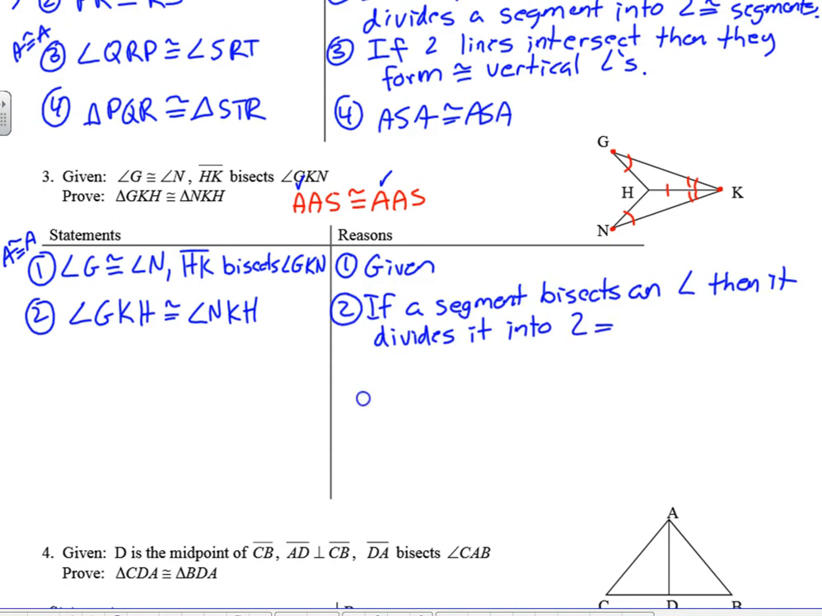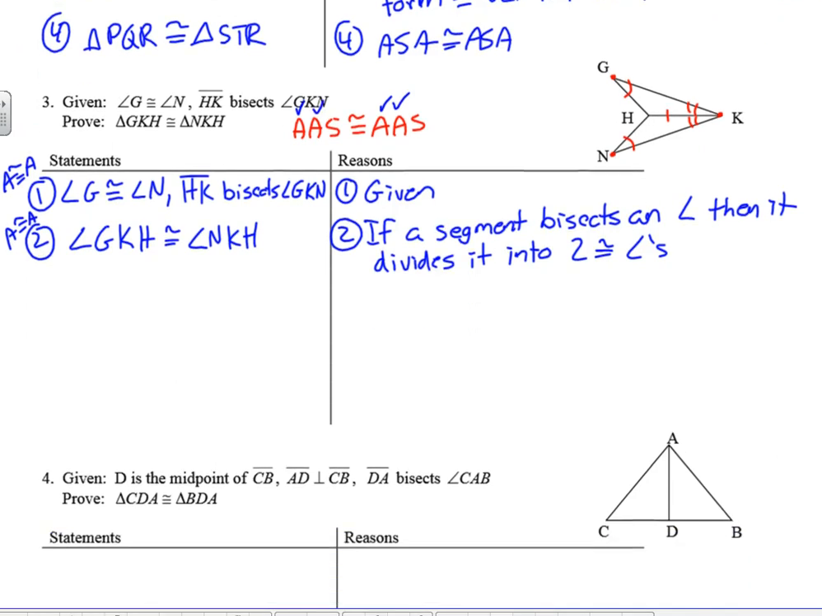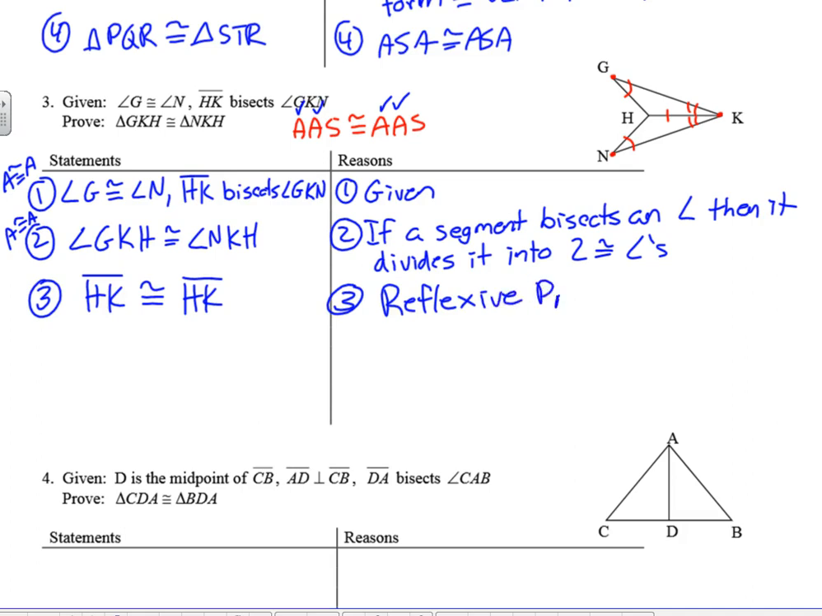Into two congruent angles. And what we did here is we got an angle congruent to an angle. So we got the second part of our plan. We need the third part of our plan, which is one of our freebies. It's a reflexive property. So we have HK congruent to HK. Don't forget the segment bars there. Don't forget the angle symbols. All those little things matter. That's the reflexive property. All right, that's a side congruent to a side.